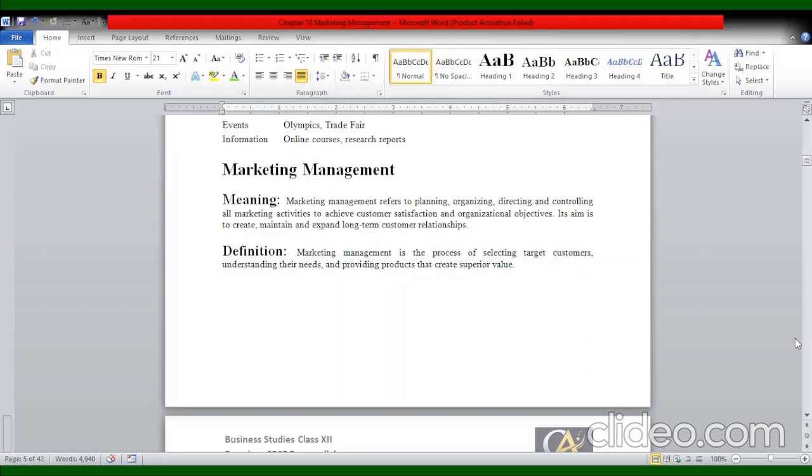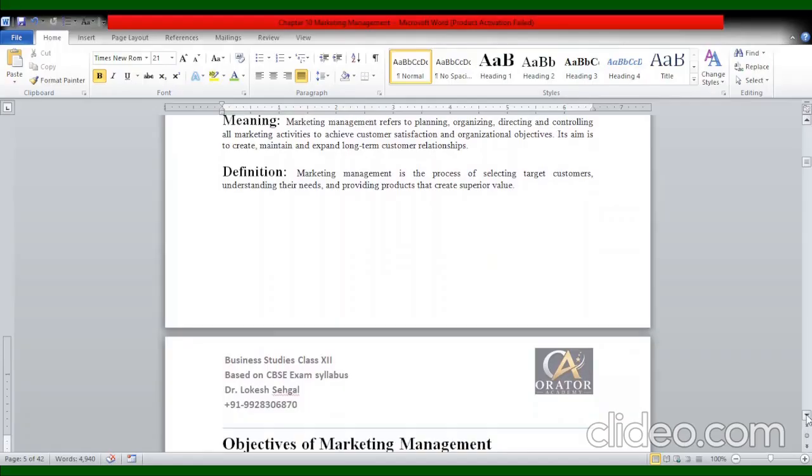So the concept is related somehow, because you have to market your product. You have to achieve customer satisfaction by providing quality, features, and various types of offers, so that customers can buy your product, take interest in it, and organizational objectives can also be achieved through revenue generation. So the definition includes the process of selecting the target customer to whom you will sell your product, understanding their needs, and providing a product that creates superior value to your customer. So this is your definition of marketing management.